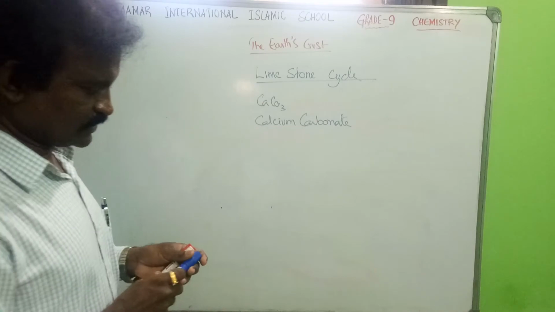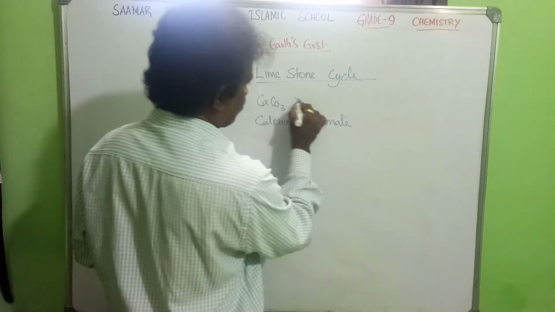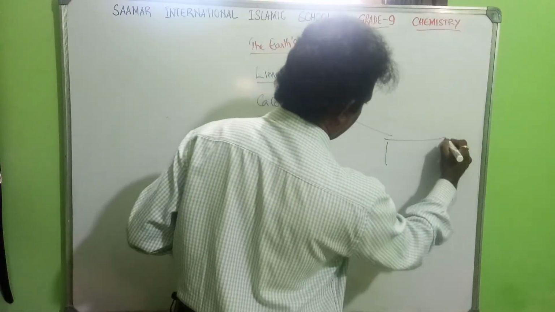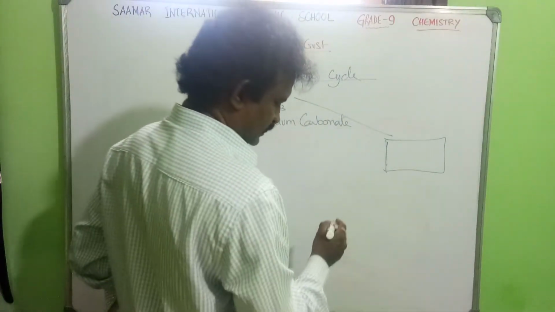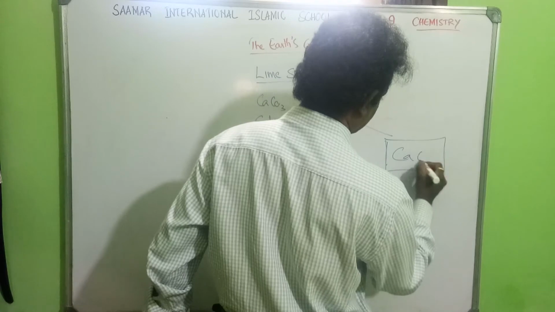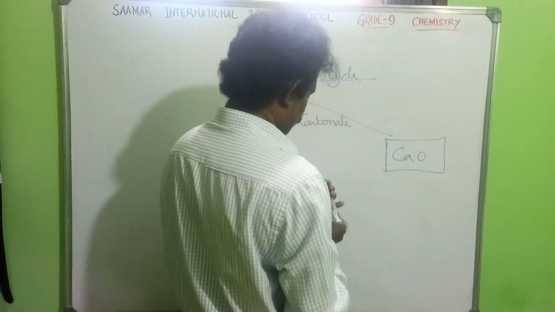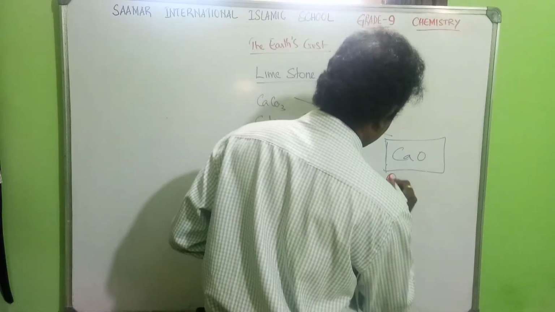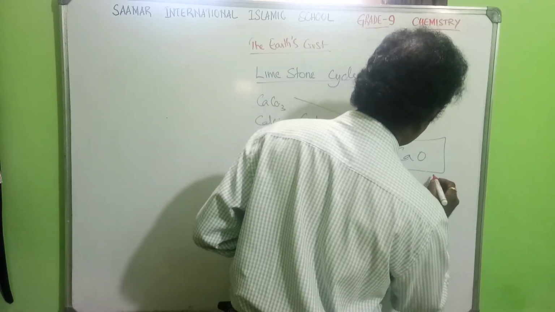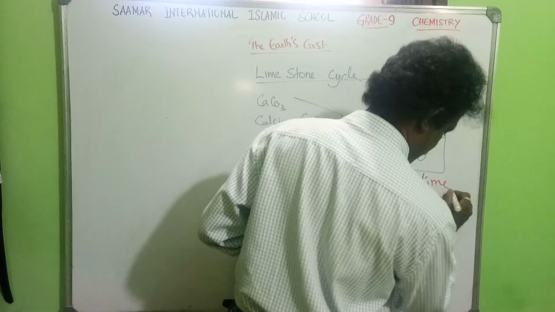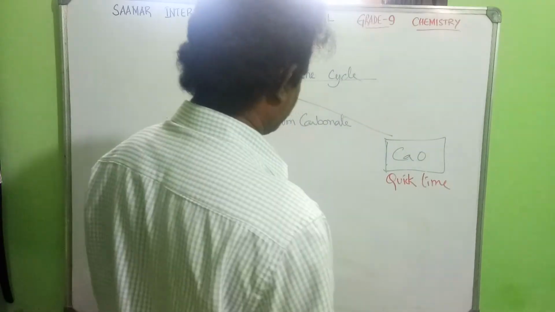Here, this calcium carbonate we converted to calcium oxide. This is called as quicklime. What do you call this as? Quicklime. This is called as quicklime.